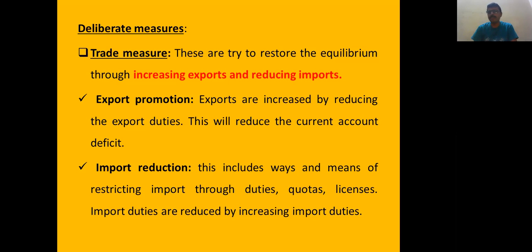Import reduction. If the imports are more, then disequilibrium is caused. So imports have to be reduced. And India must be self-reliant and produce the goods on its own. Such a measure is called an import restriction disequilibrium controlling measure. That is, in one word we can say that exports must be increased and imports must be reduced.